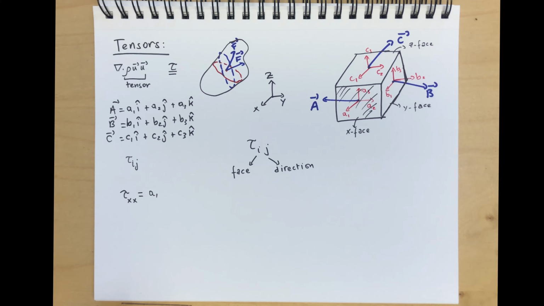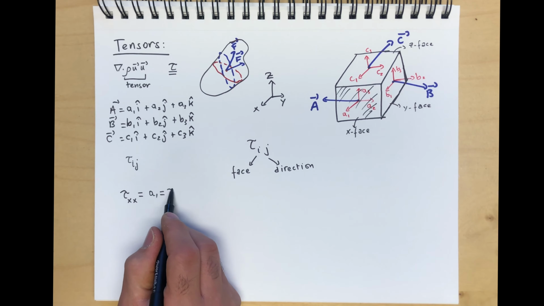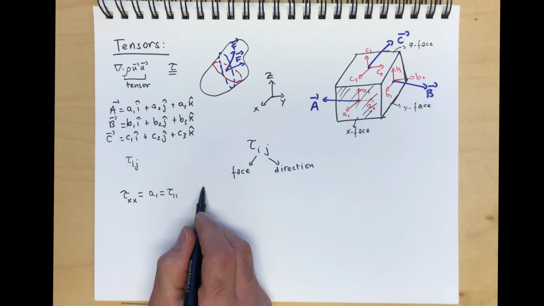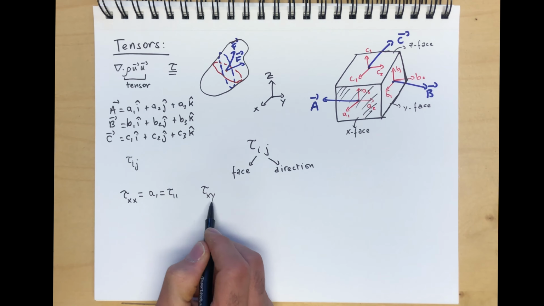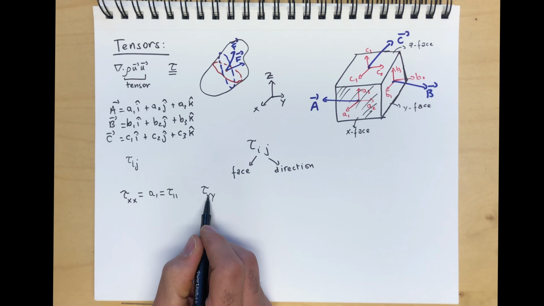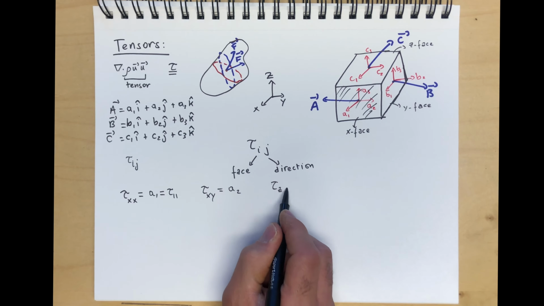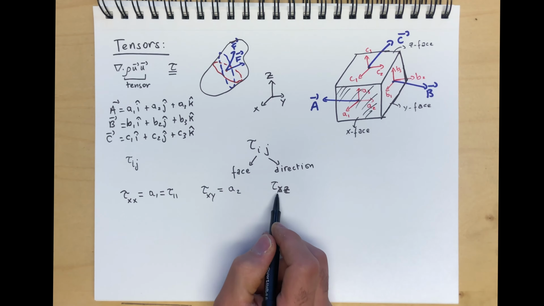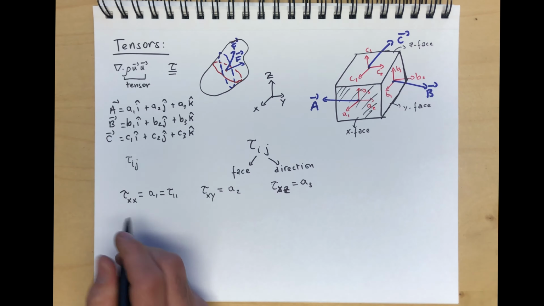Okay? What about, and that's, you can also index this as tau 1, 1. Okay? What about tau xy? So that's the component on the x face in the y direction. That will be a2. And tau zx, that is, tau xz, that is on an x face in the z direction. So that gives us a3.